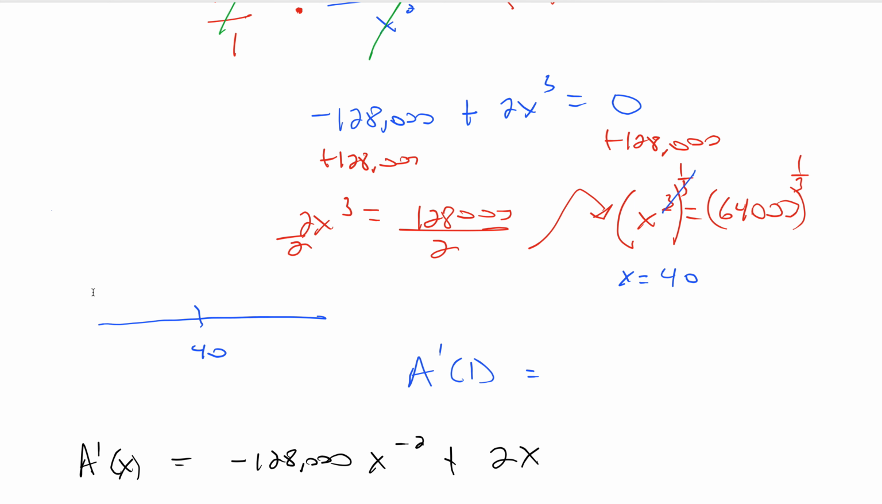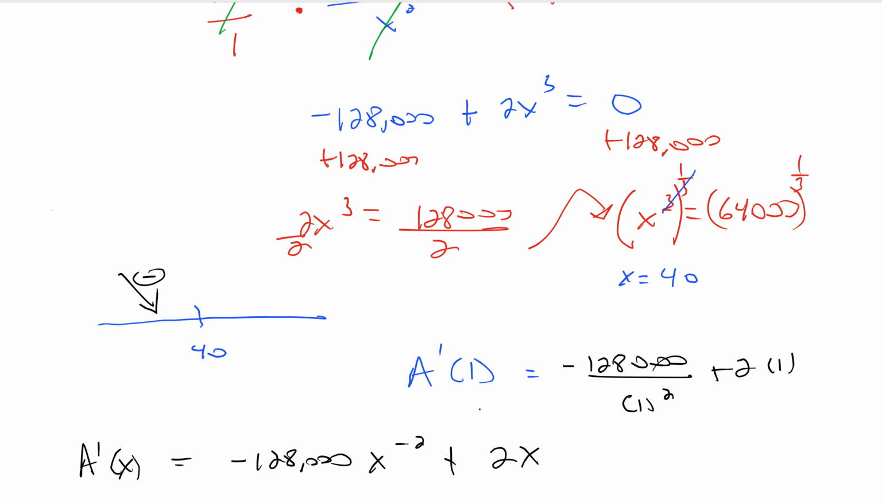Okay, so A prime of 1 equals negative 128,000, and then x to the power of negative 2 is really just x squared downstairs, so that's 1 squared, plus 2 times 1, which is negative. Okay, negative. Bam.